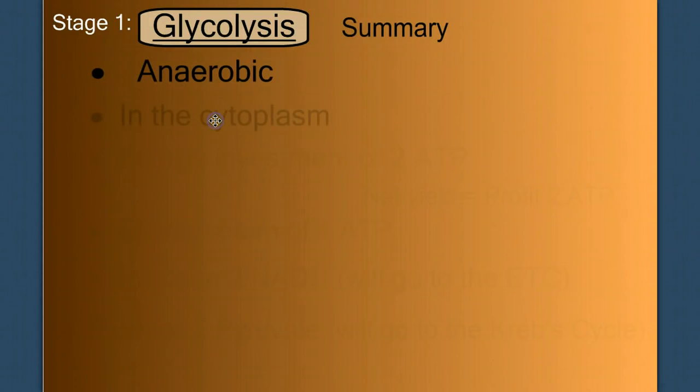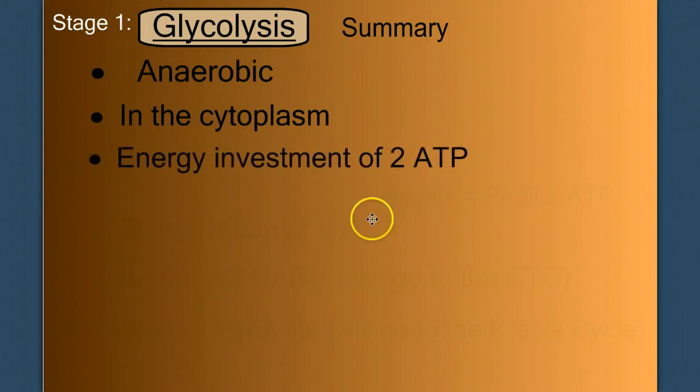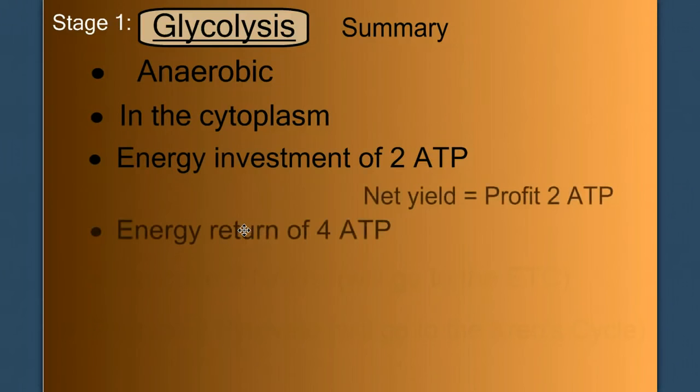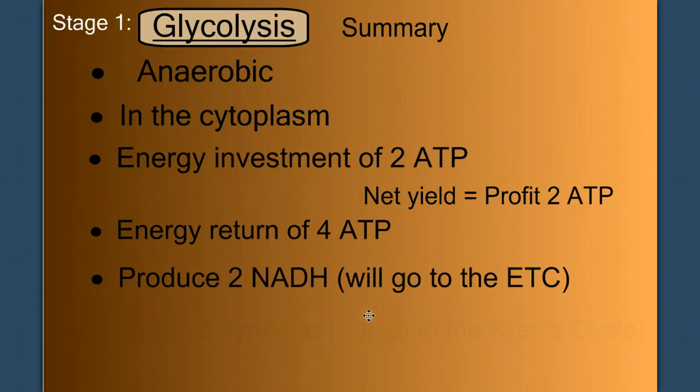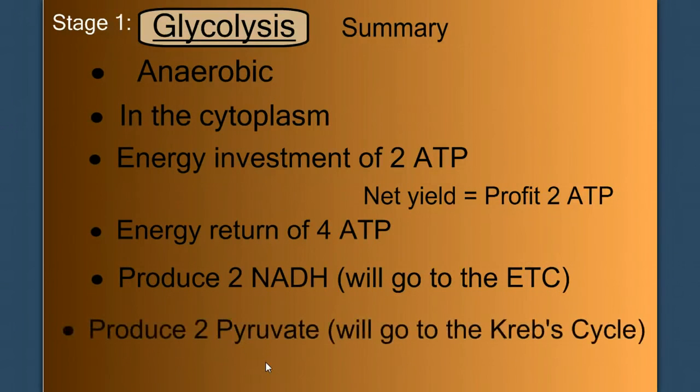So let's summarize glycolysis. Again, it's anaerobic, it doesn't require oxygen, it takes place in the cytoplasm. We have an energy investment step of 2 ATP, but an energy return of 4 for a net yield or a profit of 2 ATP. We also produce 2 NADH molecules, which will go onto the electron transport chain, and we end with 2 pyruvate molecules, which will go onto the Krebs.